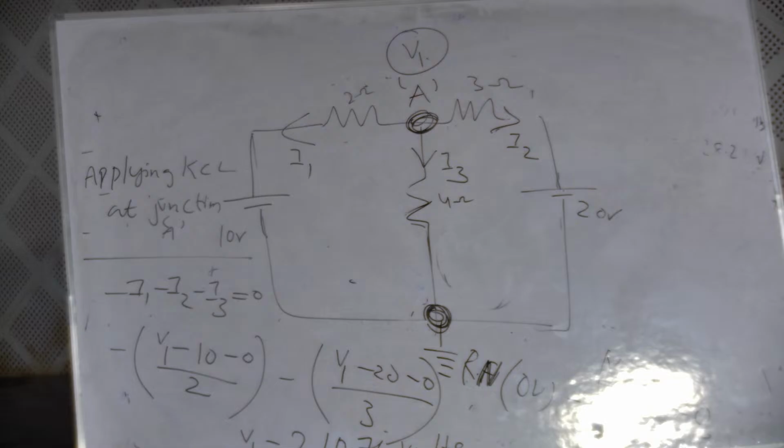Draw the diagram. Write the nodal method heading. Mention all the details in the diagram. Then only apply the current law at junction A. Apply the statement: the sum of currents meeting at a junction is equal to 0.